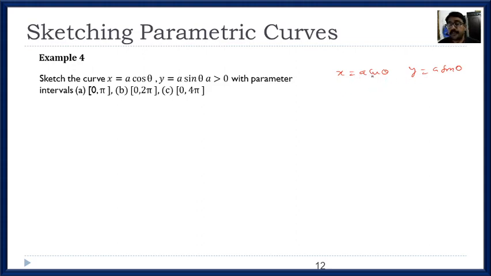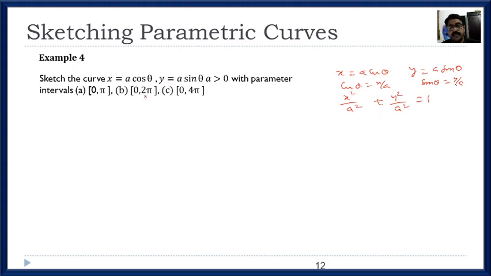You can see that by eliminating theta between these two equations, we get x square by a square plus y square by a square is equal to 1, because from this we have cos theta is equal to x by a, and from this sin theta is equal to y by a, and we know sin square theta plus cos square theta is 1. We know it is a circle centered at origin of radius a. So we identified what the shape is.